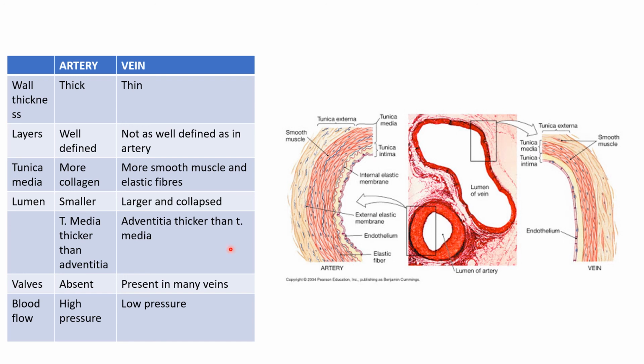Now, the tunica media of the artery is much thicker than the adventitia, whereas in case of veins, the tunica adventitia is much thicker compared to the tunica media. Most of the veins have got valves in them. Arteries do not have valves, and the flow of blood is at a very high pressure in the arteries compared to that of veins.